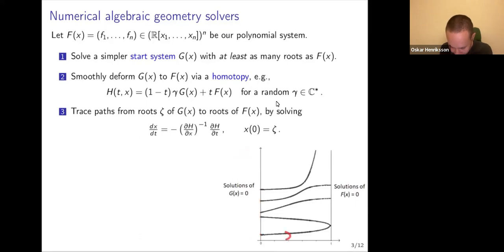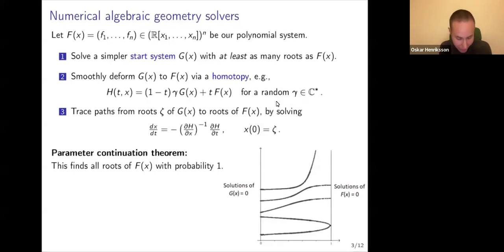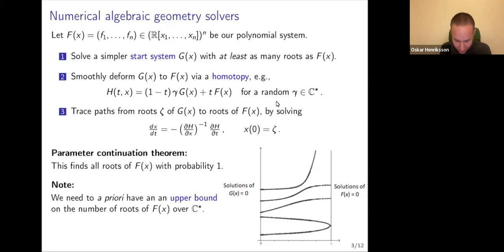And we imagine that we trace all the solutions of the start system to solutions of our target system. If we have made sure that we had at least as many solutions of the start system as we want in the target system, and if we make sure that this homotopy is random enough, then there is a result called the parameter continuation theorem that guarantees that with probability 1, we will find all the solutions of the target system in this way. But it's really crucial that we a priori have some sort of grasp of how many solutions there should be of the target system. And that's where the steady state degree comes into the picture, because in some sense that's the best possible bound that you can find.